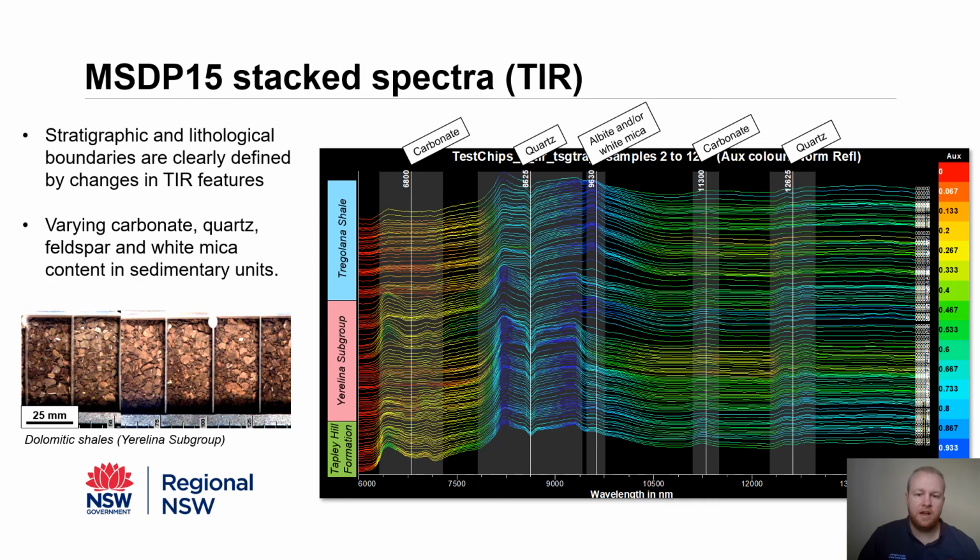Here is the TAR spectra stacked, where we can physically see those mineralogical changes in the spectra. I've labelled up the positions of some key features so you can easily visualise this. The 6500 nanometer carbonate feature is clearly absent in the top unit, while we can also see some clear changes with quartz, feldspar and white mica features at boundaries.